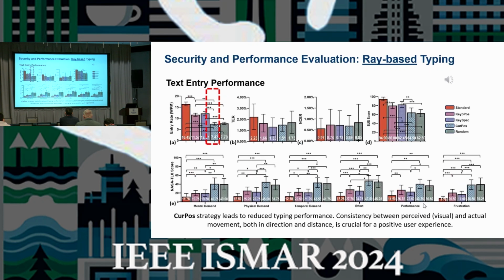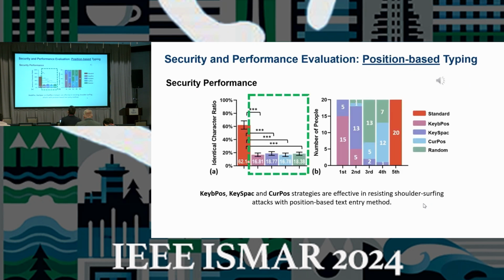When using the position-based text entry method, keyboard position, key space, and cursor position strategies are effective in protecting text security as well. Keyboard position consistently surpasses random layout in text entry performance, exhibiting higher usability and reduced workload.